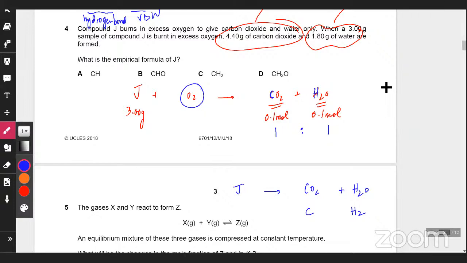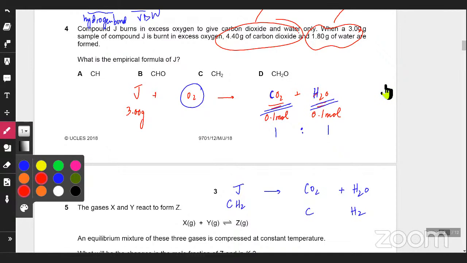That's because you're getting the same moles of carbon dioxide and the same moles of water. So that means that the carbon and hydrogen ratio is going to be, J is going to have 1 carbon and it's going to have 2 hydrogens. Ethan, is this clear? Yeah. Okay. Abba, is this clear? Everyone, is this clear?